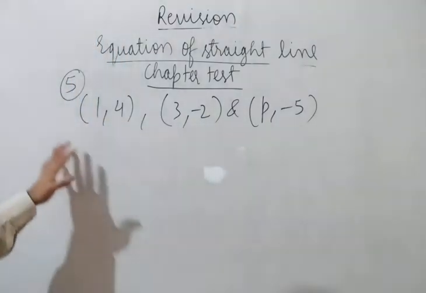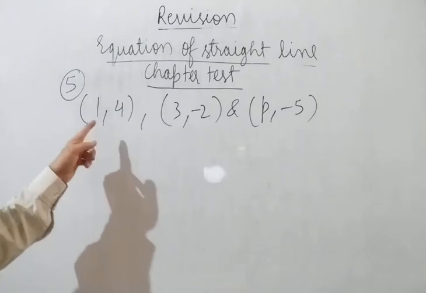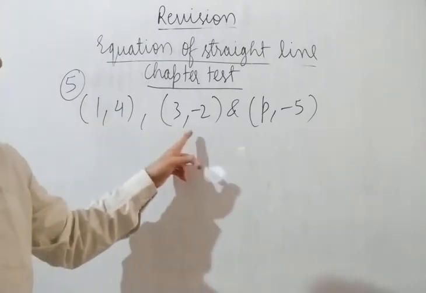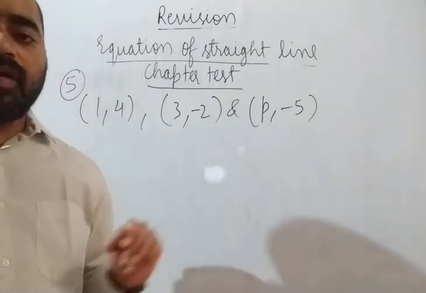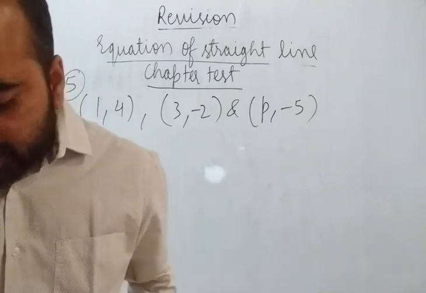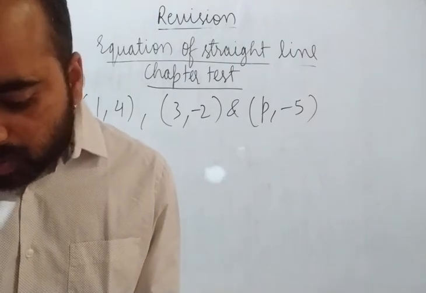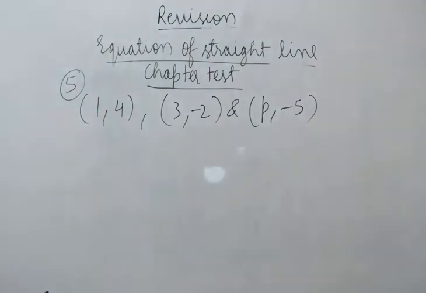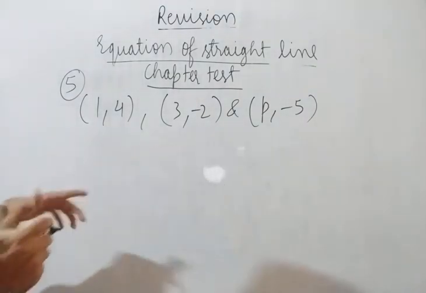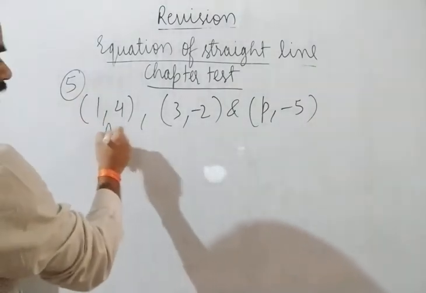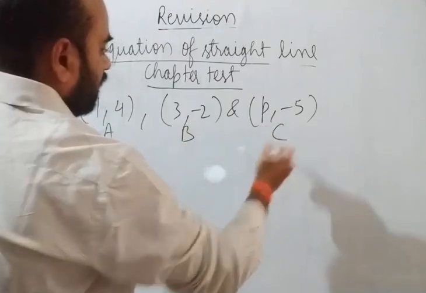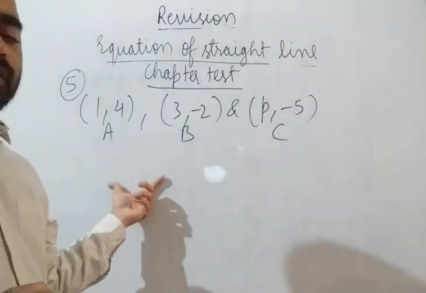Next question, question number 5. What is given? The points (1, 4), (3, -2) and (p, -5) lie on a line. Determine the value of p. Suppose these three points are A, B, C. If all three points are collinear, what can we find?